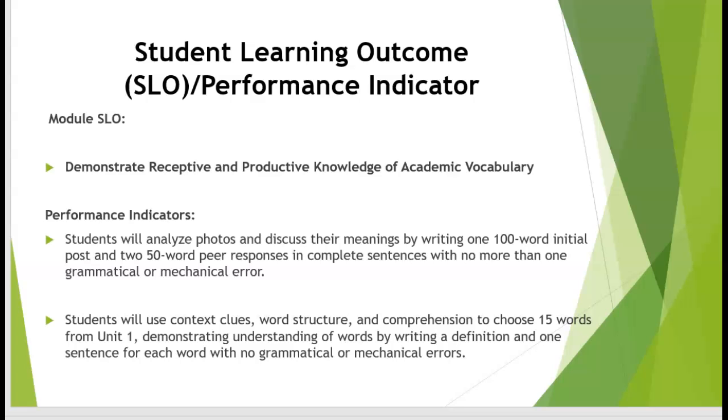But anyway, I digress. The second performance indicator: students will use context clues, word structure, and comprehension to choose 15 words from Unit 1, demonstrating understanding of the words by writing a definition and one sentence for each word with no grammatical or mechanical errors. The first time I ever taught this class, I came up with this idea and explained to the students that here in the United States, and you have to remember, many of them have not attended elementary school here. Many of them, when they came to this country, ended up in middle school or high school. So they were shocked to hear about the spelling word situation that happens in elementary school.